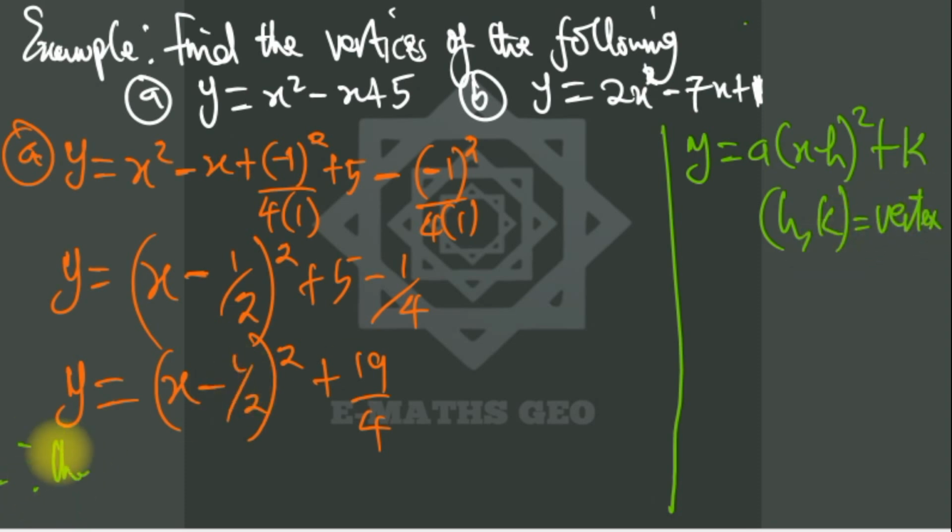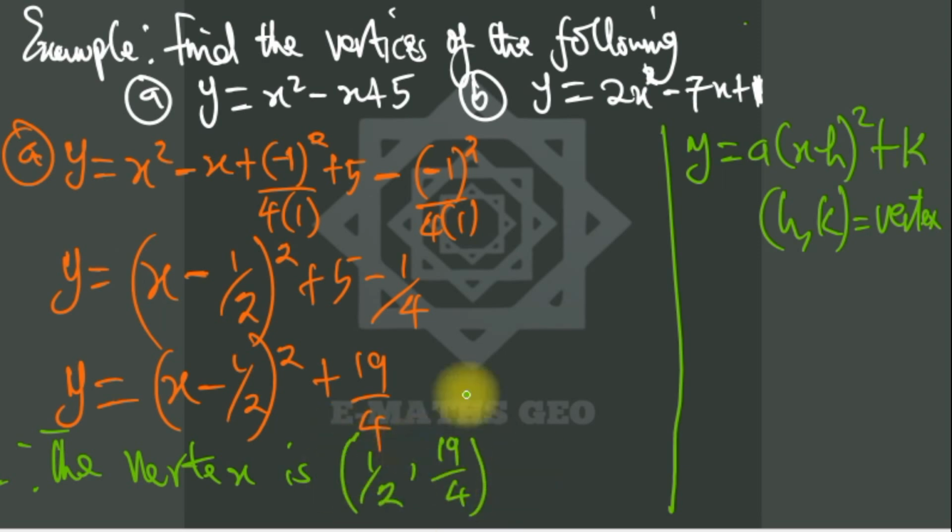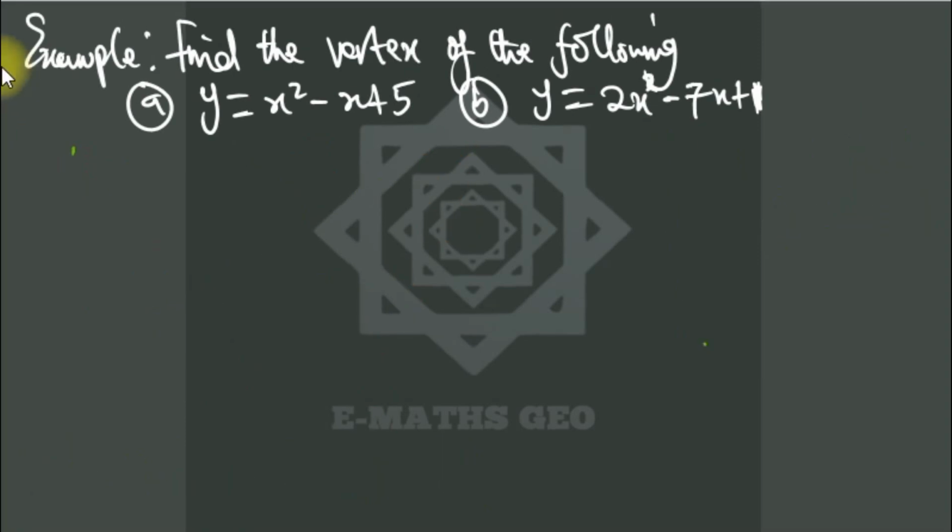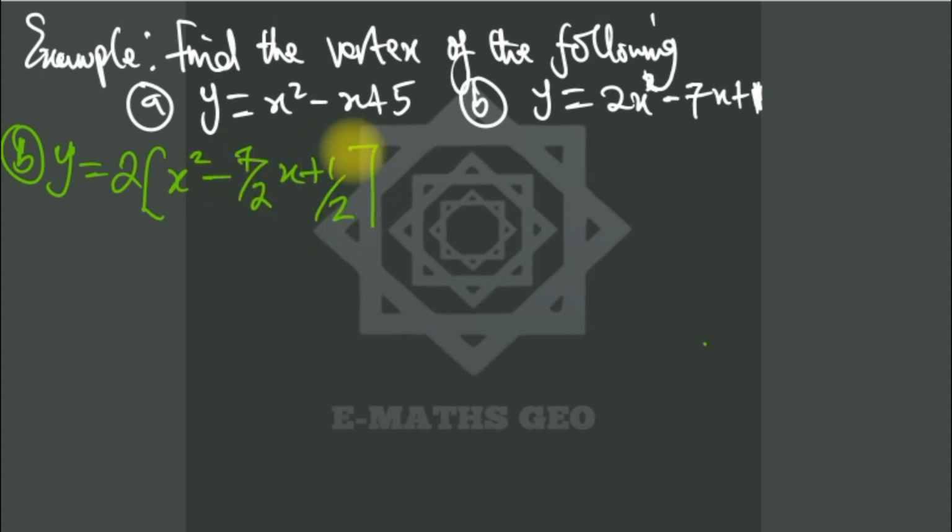Therefore, the vertex is half, 19 over 4. So that's what we are looking for, the vertex of this. So why the second one? What I will do, I will first factor 2, which is 2 brackets. I have x squared minus 7 over 2x plus 1 over 2.